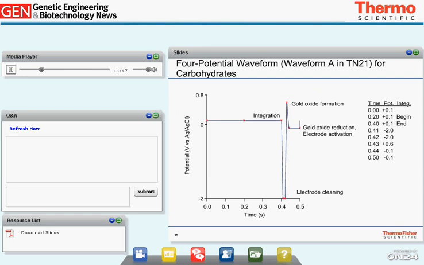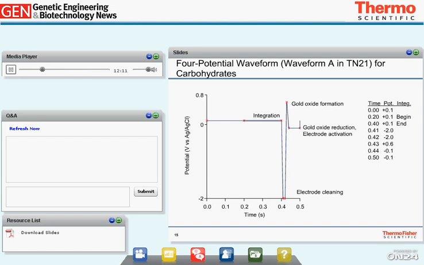For potential waveform, we have mentioned waveform already. A waveform is a series of optimized potentials that are used for the detection. Pulsed amperometric detection brings about the ability to use these waveforms. This slide shows the preferred potential waveform for the sensitive and selective detection of carbohydrates.